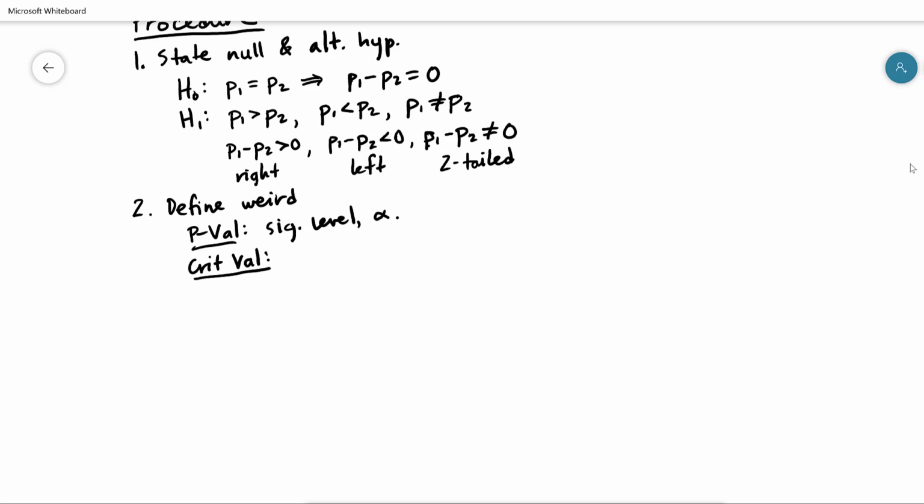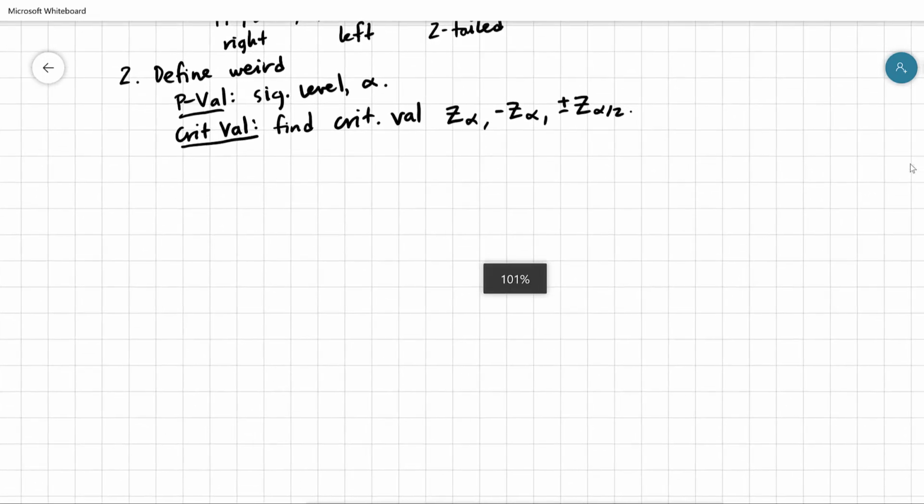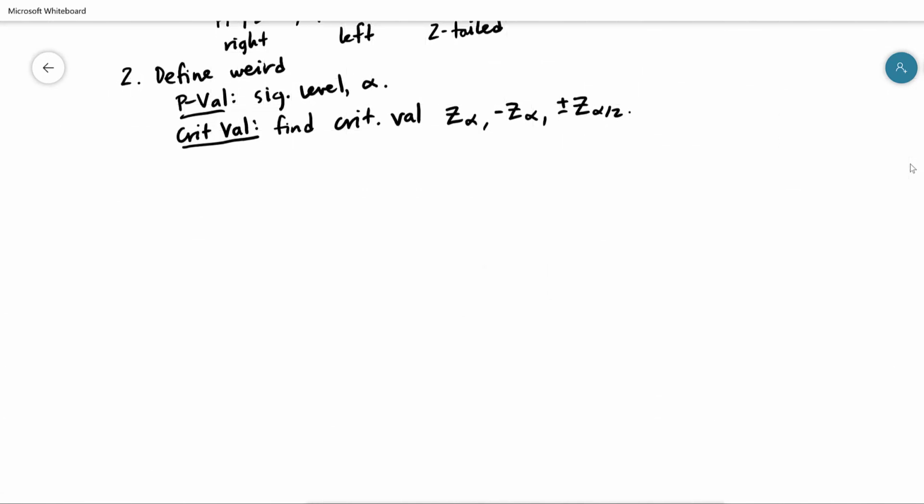So we need to find the critical value, which is either, in this case, z sub alpha, negative z sub alpha, or plus or minus z sub alpha over 2. There's all of our different cases for the given value of alpha. But again, it's a z-score when we're dealing with population proportions. So the only time we'll ever use a t-score, again, is when we're dealing with s. If s shows up in the problem, that's when we use a t-score. s and t go together.